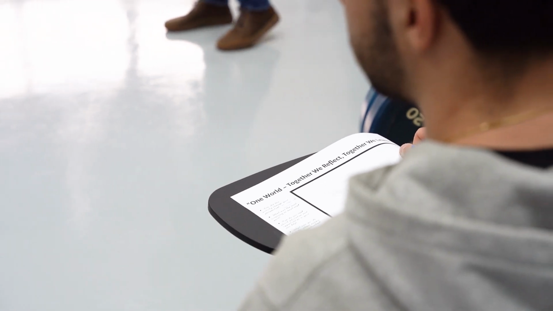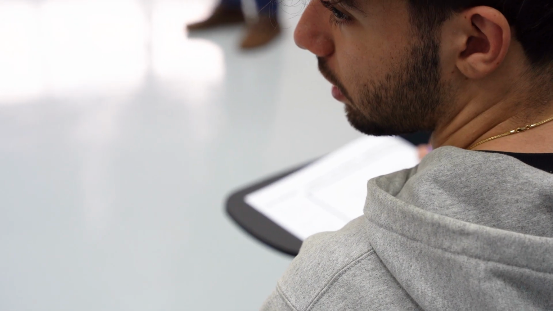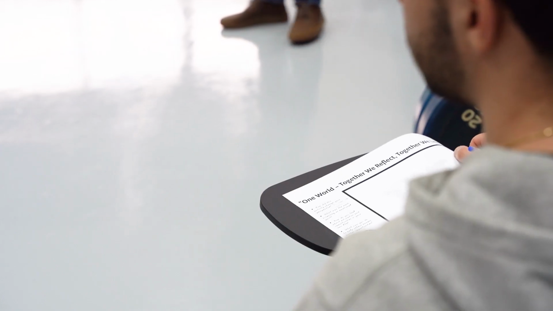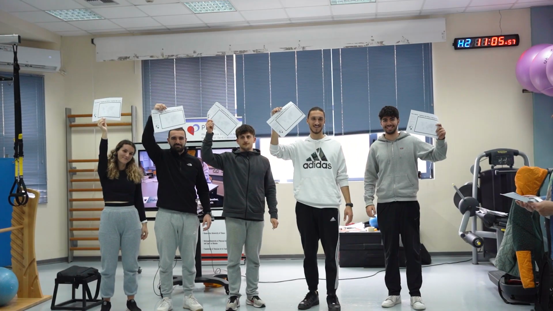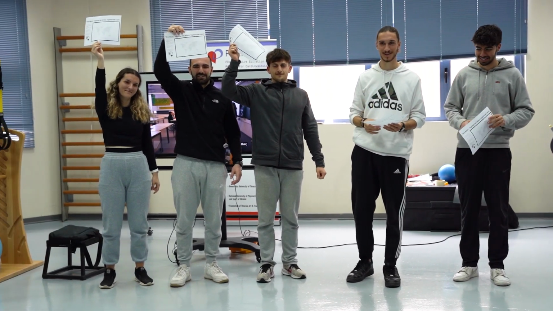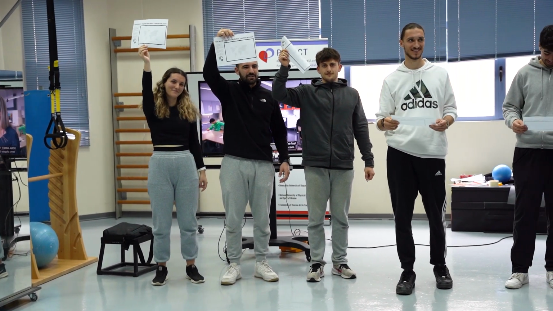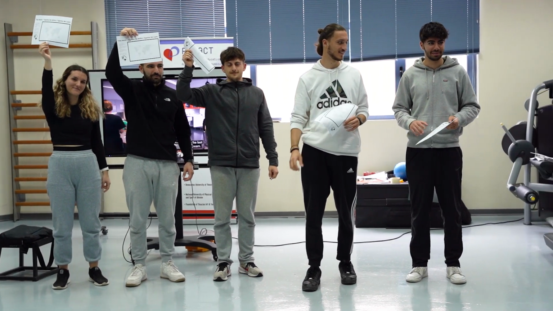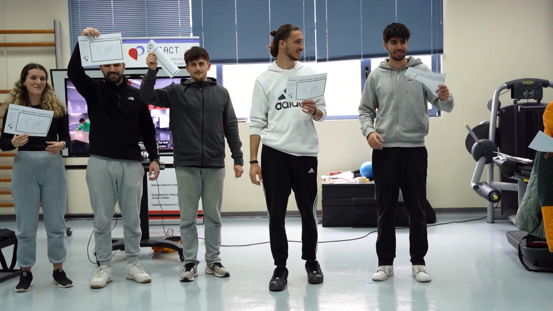Remember, there are no right or wrong answers. The goal is to develop empathy and a deeper understanding of diverse realities. The One World game is more than just a game. It's a journey into the lives of others. By reflecting on their realities, we can learn to value our own opportunities and think of ways to create a better world for everyone.